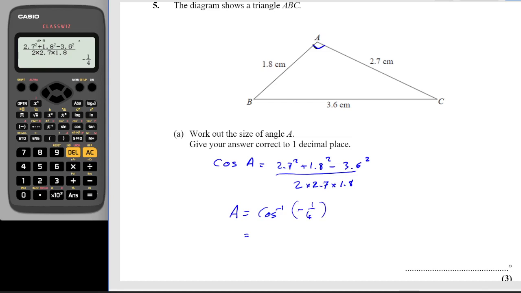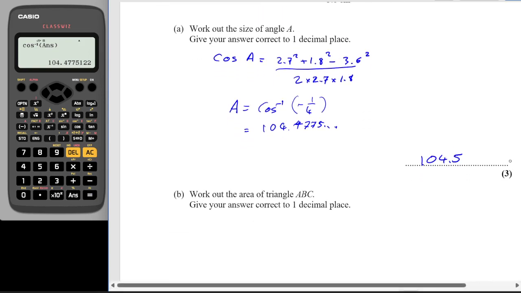So that's going to be bigger than 90. So shift cos answer, it's going to be 104.4775 dot dot dot. So to 1 decimal place, that's going to be 104.5.